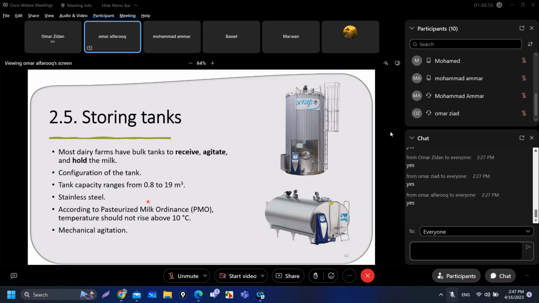Also, it's oxidation resistant, so no oxidation will develop on the inner surface, which would impact the flavor of the milk or the composition or whatever.